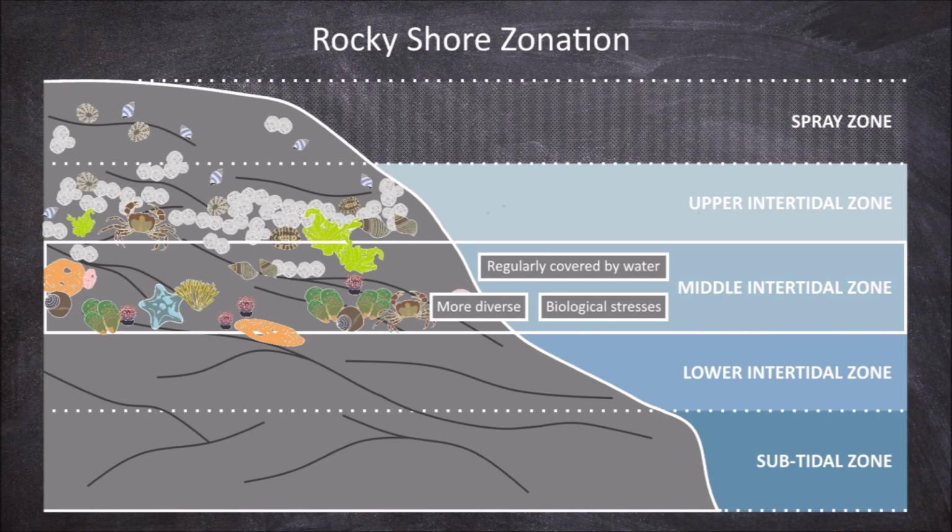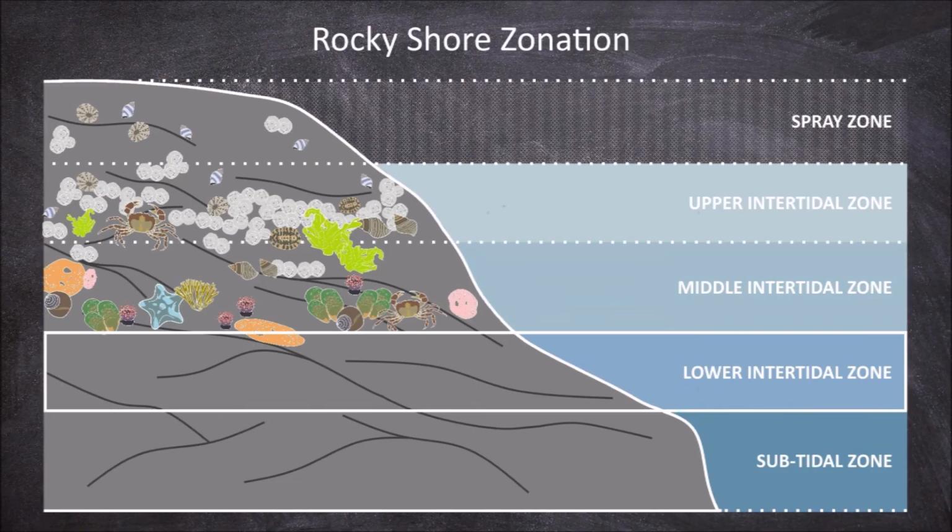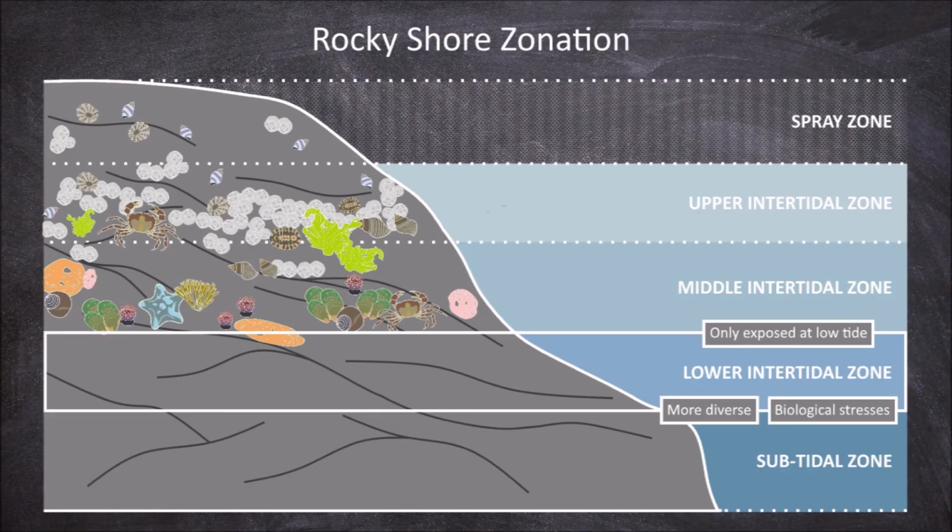The next and lowest zone of the rocky shore is the lower intertidal zone. This is the zone that is usually submerged and is only exposed at low tides. This zone is even more diverse, now able to host an array of algae and marine organisms such as small fish. The main stresses in this zone come from biological stresses due to the greater diversity of species in this zone, such as competition and predation. There are not as many physical stresses in this zone as there is very little exposure to the air, heat, and wave action that occur at higher levels up the shore.